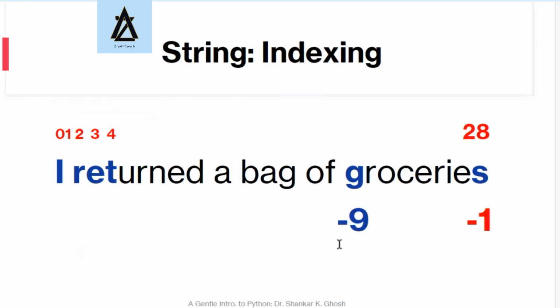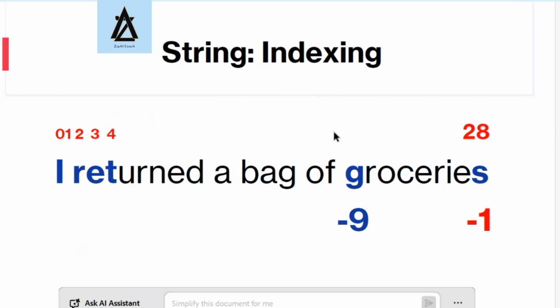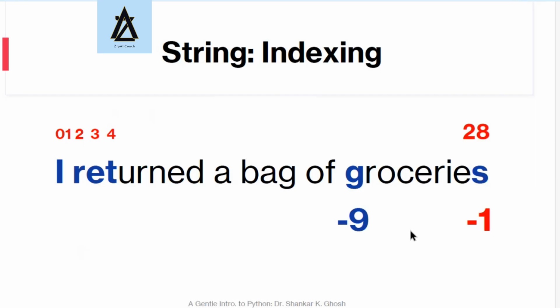Now let's come to the discussion of string indexing. Indexing in Python is a little bit different from indexing in C. In C, we know that only forward indexing is there, which means it starts from 0 and goes till the end, right? But in Python, backward indexing is also there, starting from -1. For example, in this string, I return a bag of groceries.